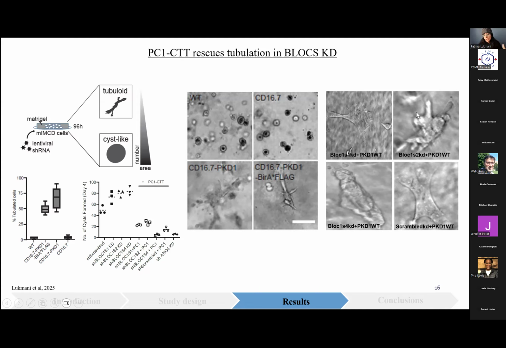And to our surprise, this was a really interesting finding here, they reverted back to the tubular phenotype, which is what you would expect in the healthy cells, which do not have any mutation. So this again tells us that the supplementation of the full length PKD1 in the background of the BLOC knockdown cells is able to help the cells revert back to their healthy phenotype here.